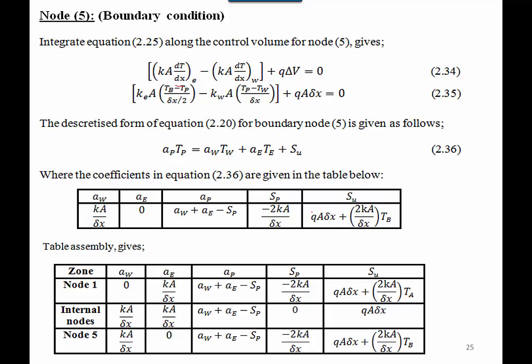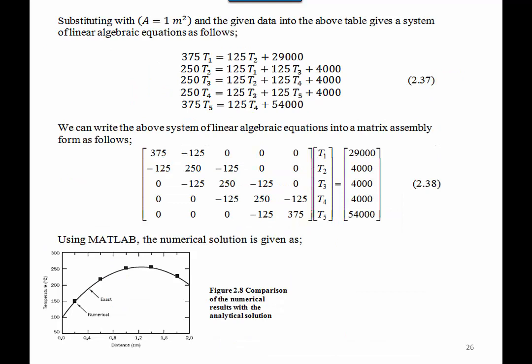So the next step, we substitute the given data in our example with this table, and we will write each discretization equation for each control volume. And since we have 5 control volumes, we have to write 5 algebraic equations, and it will be shown as in equation 237, and you have to rewrite it, and you have to have the same equations.